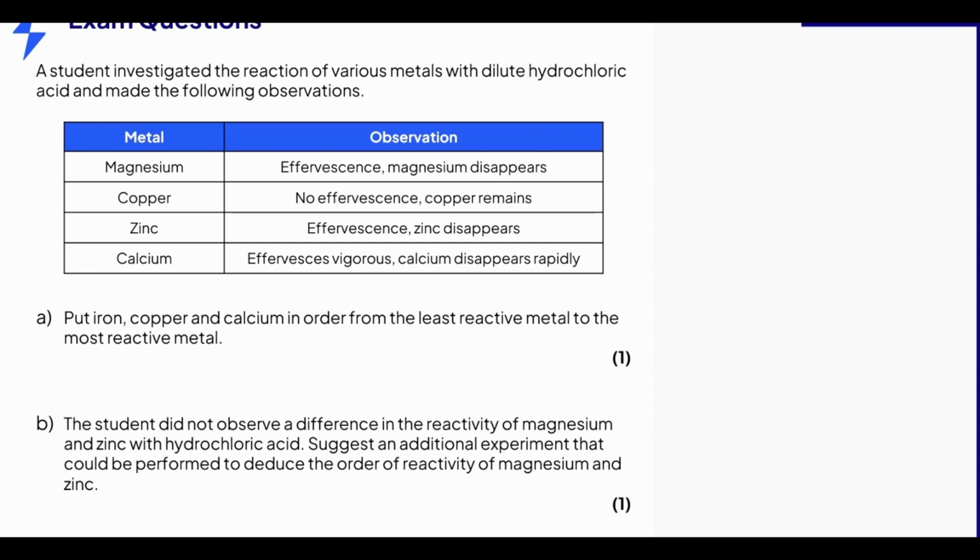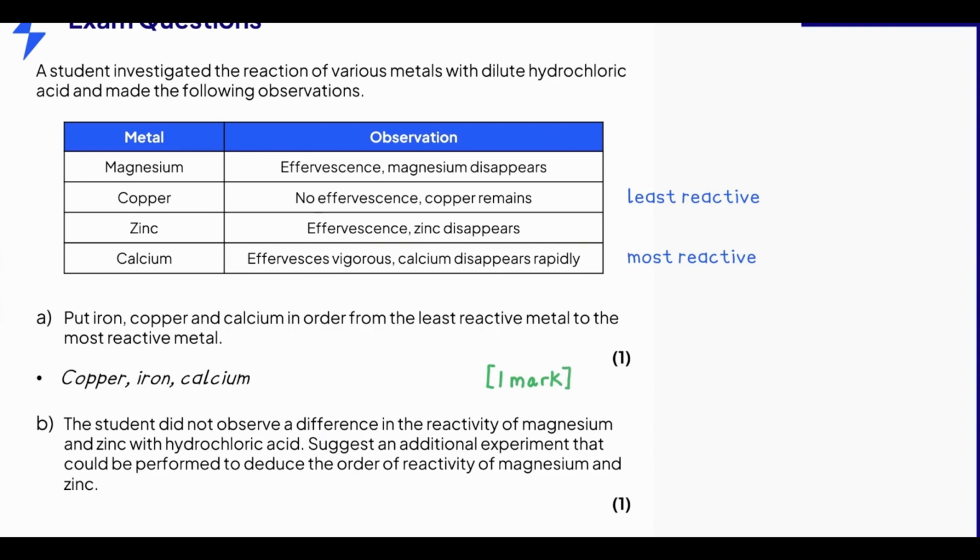This next question requires you to apply your understanding of the reactivity series. To deduce the order of reactivity, you need to use the observations. When metals react with acids, effervescence is observed as bubbles of hydrogen gas are produced. Copper produces no effervescence, and it does not disappear. Effervescence is observed in all of the other reactions, so copper must be the least reactive. Calcium must be the most reactive metal, as it effervesces the most vigorously and it disappears quicker than the other metals. This means the order from the least reactive is copper, iron, then calcium.